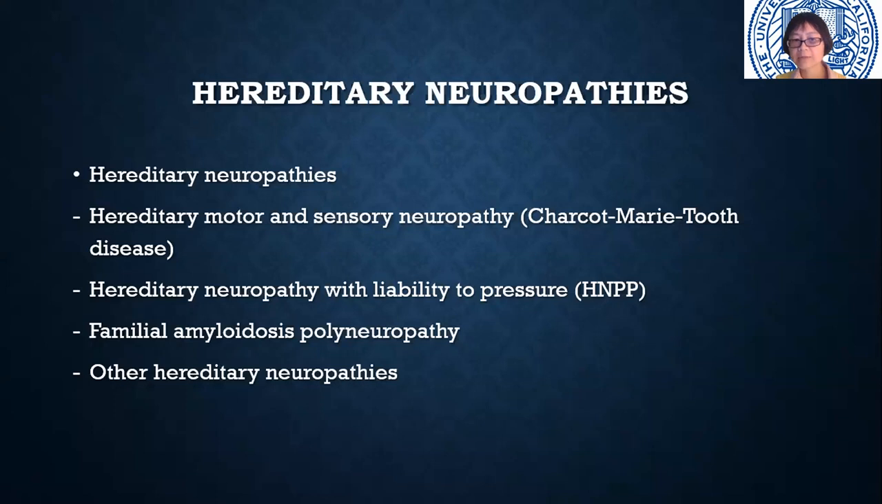Familial amyloidosis polyneuropathy is the one that I will talk about in a little more detail later, because this rare neuropathy has started to have really exciting treatment, and this is now the only hereditary neuropathy that has a special treatment approved by the FDA.